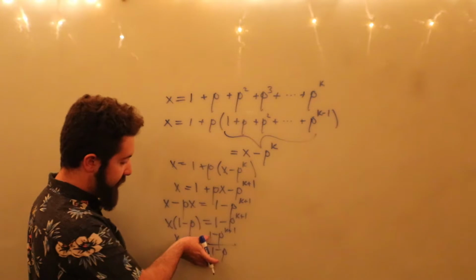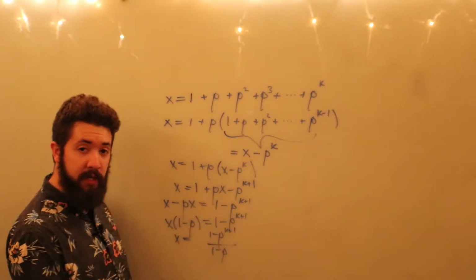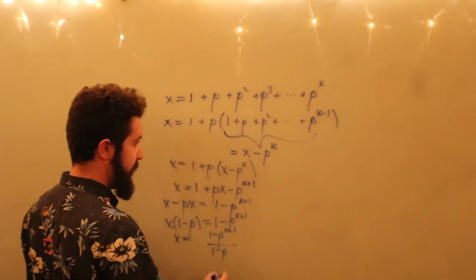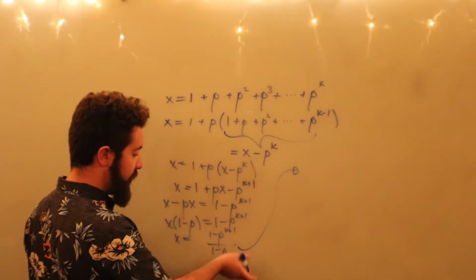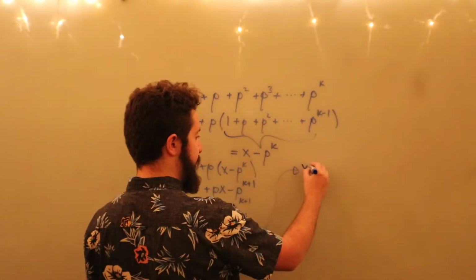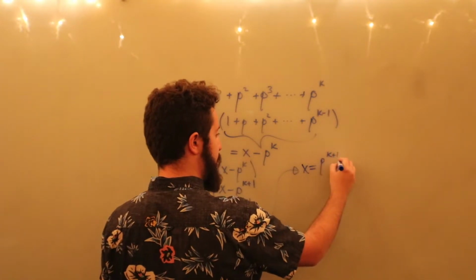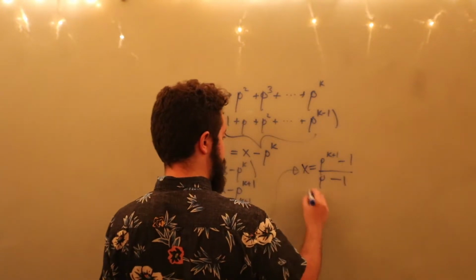Now you'll notice that if we have negative 1 times negative 1, or divided by negative 1, it's going to be equal to positive 1, right? So that we can multiply by negative 1 over negative 1, and we get that x is equal to p to the k plus 1 minus 1 all over p minus 1.